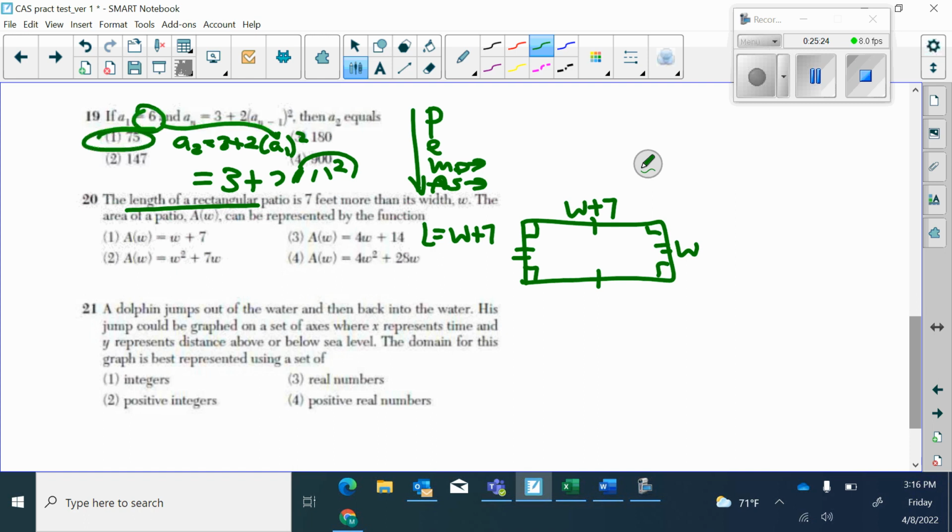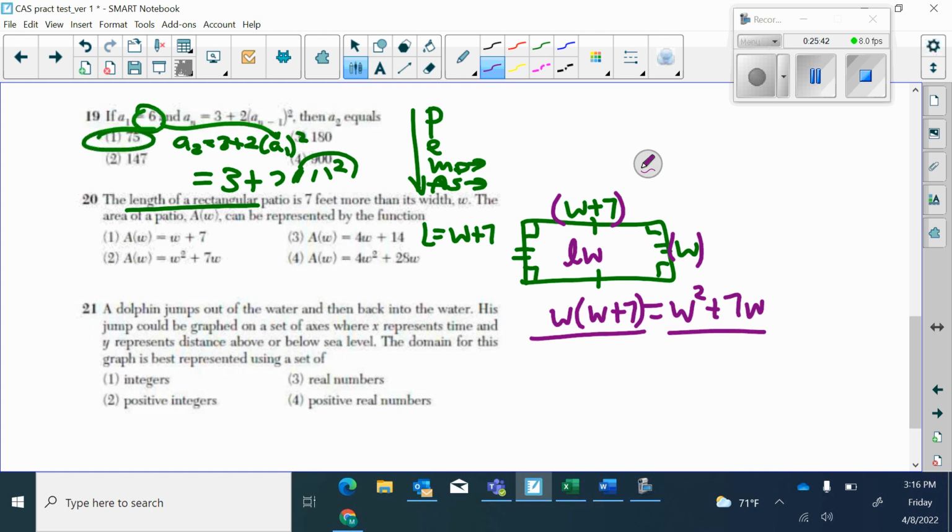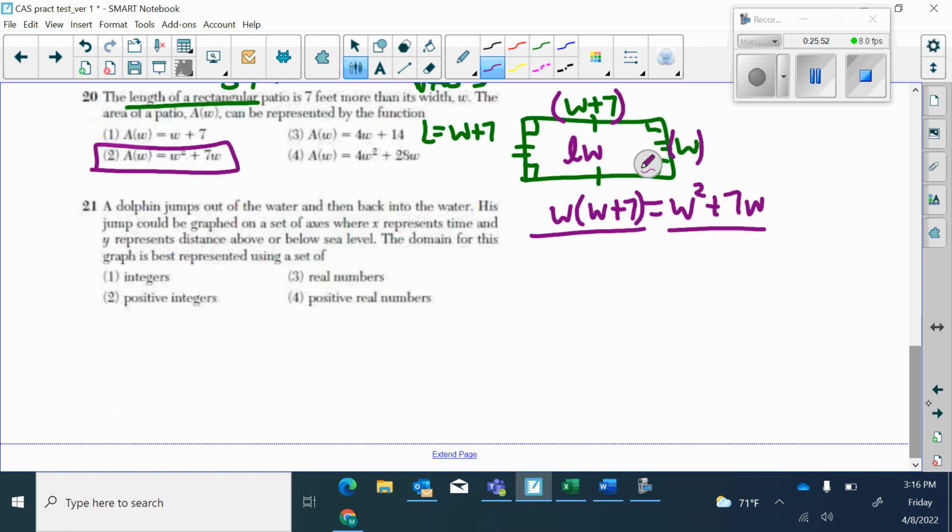Okay, and now it says the area. What's the area? Well, you should know that area is length times width, or base times the height, same thing. So we just multiply those two together. So W times W plus 7 equals W squared plus 7W. So they might give it to you in that form or that answer. They're the same thing. Which one do we see here? Right there. Okay, notice they used A for area and W for width.